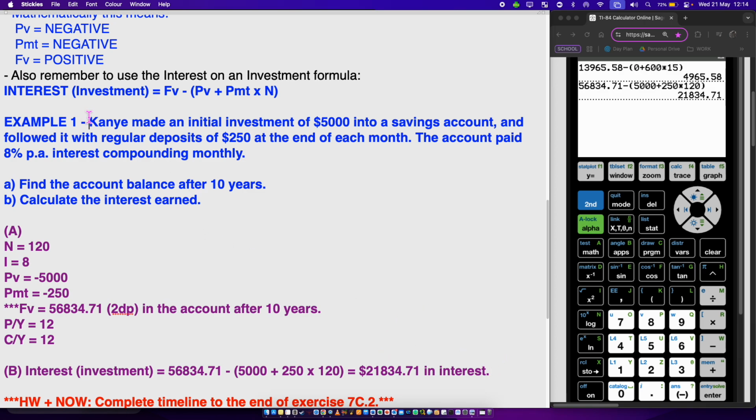So that scenario, Kanye invested $5,000, paid $250 each month. The account would grow to $56,834.71. That's how much interest he would pay. Okay?